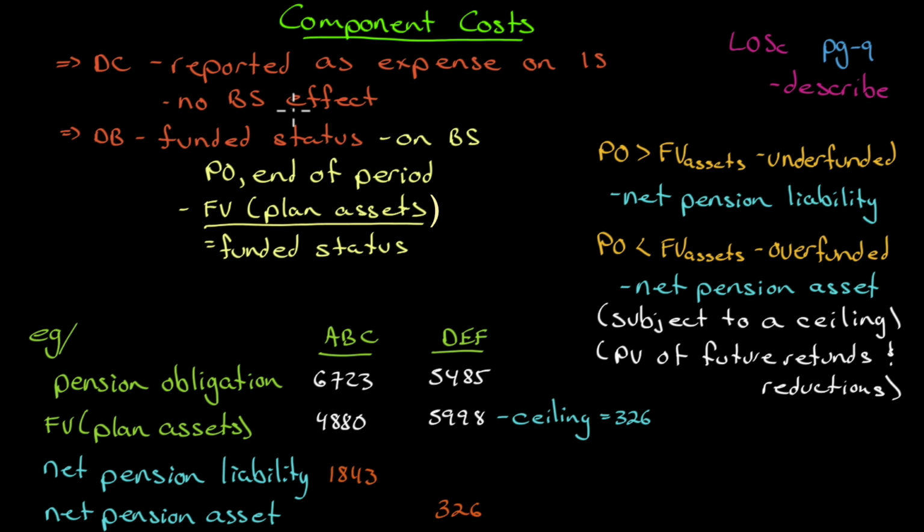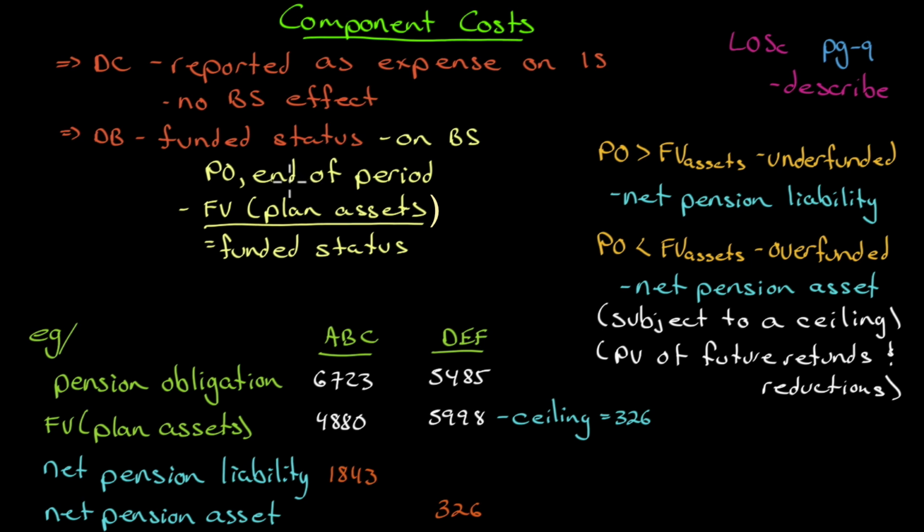For a defined benefit, the balance sheet shows the funded status on the balance sheet. So remember, I said we don't show the pension obligation as a liability, and we don't show the pension assets under assets. We show the net. And the net tells us the funded status. That's on the balance sheet, and it'll either be an asset or it'll be a liability. So we take the pension obligation at the end of the period.